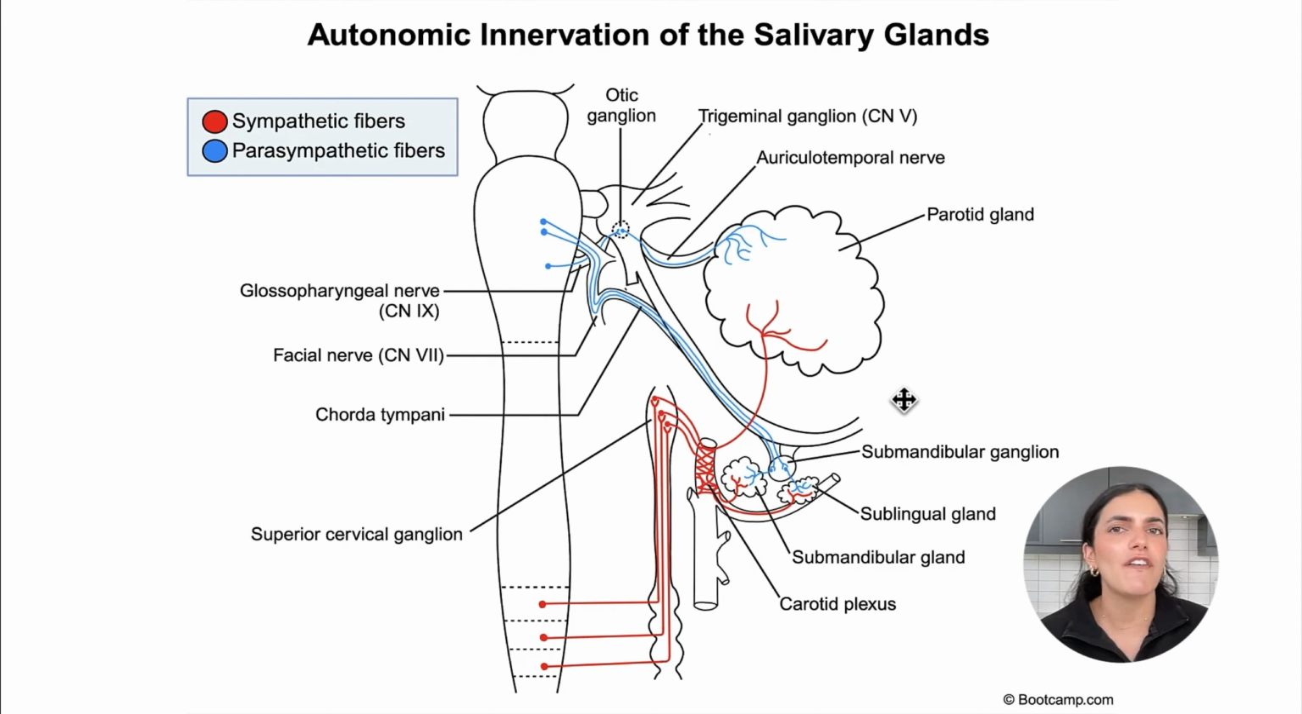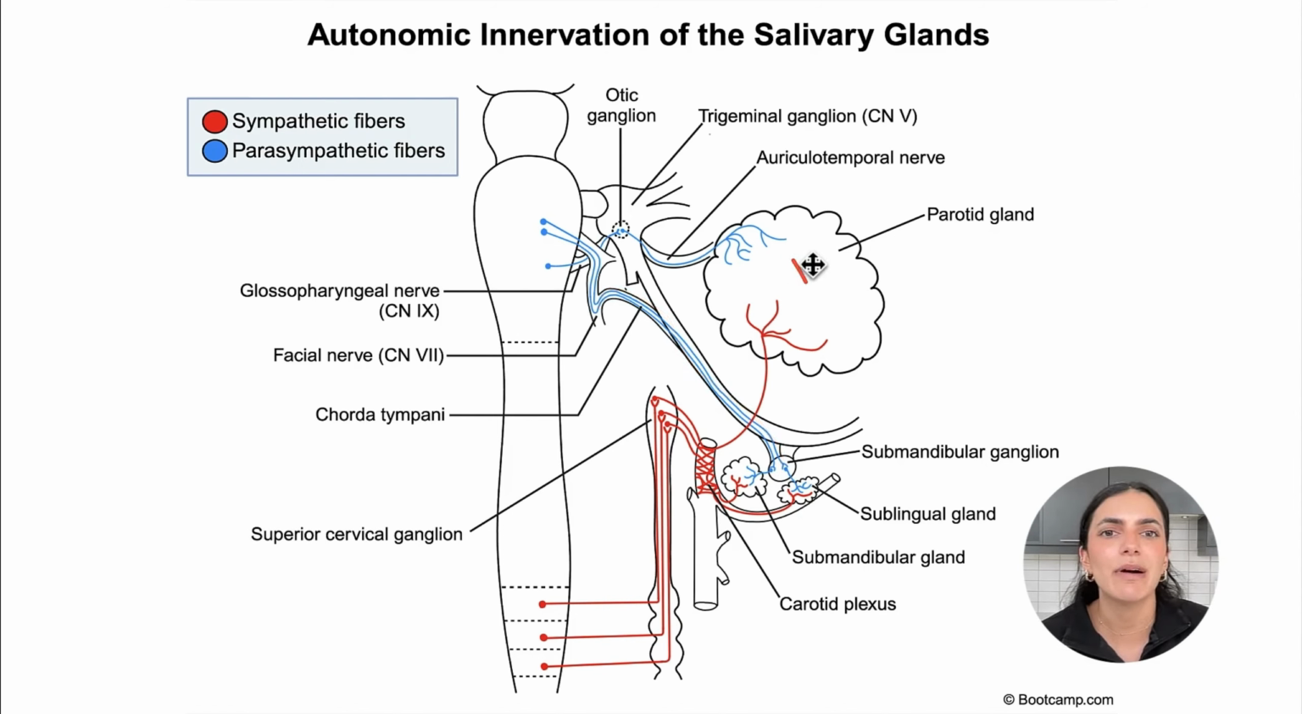Now, before I leave you off, I just want to briefly describe the parasympathetic innervation to the other two salivary glands just so you're familiar. So we also have the sublingual gland, which is found underneath the tongue, as the name implies, right? Sub, under, lingual, tongue. So you can see here that the sublingual gland and the submandibular gland actually both receive the same parasympathetic innervation through the chorda tympani from the facial nerve.